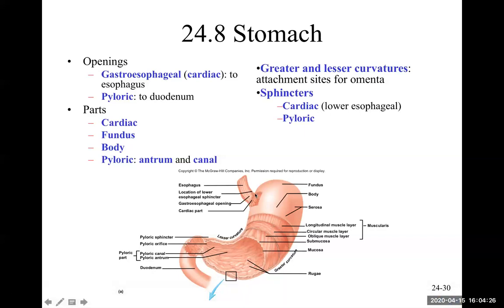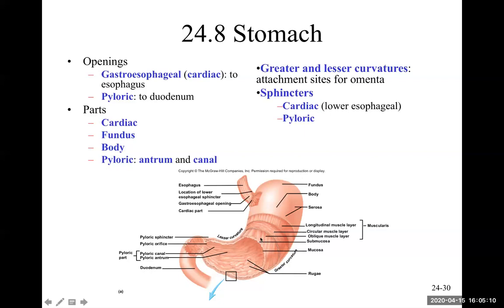Again, the cardiac region is a region of the stomach where the esophagus empties into. The difference between the cardiac region and the lower esophageal sphincter is this: the lower esophageal sphincter is a constriction, whereas the cardiac region is a region of the stomach where the esophagus enters. So one is the tightening of the smooth muscle, and one is a region where it just enters completely through. So the lower esophageal sphincter is found within the cardiac region of the stomach. It contains the lower esophageal sphincter.